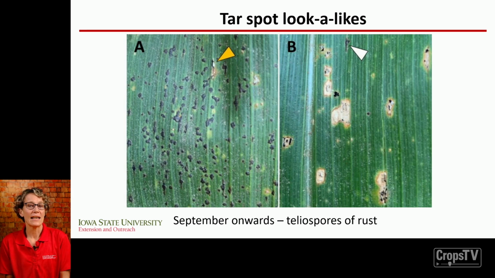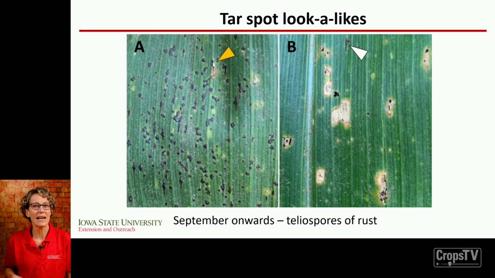Another thing that it's quite easy to get tar spot muddled up with is rust, common rust and southern rust. So remember that even though these rusts produce those orange spores earlier on in the season, once we get into September, those pathogens change over and start producing these black teliospores instead of orange urediniospores. And so sometimes it's easy to get these muddled up.